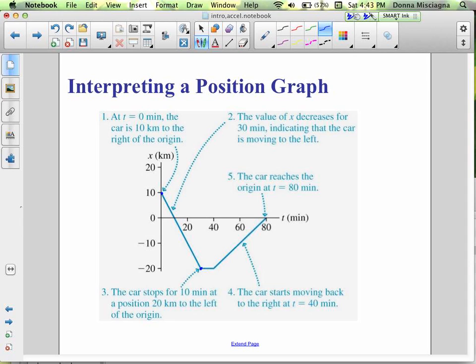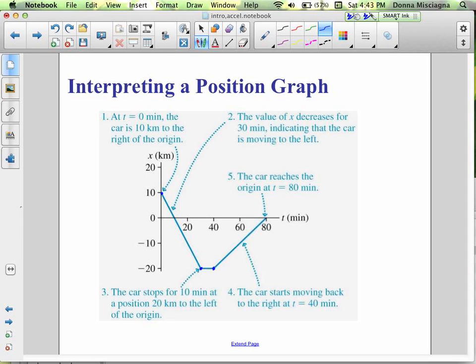Right here we have a slope of 0 until we get to here. Right? 0 slope means the car's position did not change. It stays at that same position. Time keeps going on, right? It's now 40 minutes later, but that position hasn't changed. So now the car is moving again, this time in a positive direction.